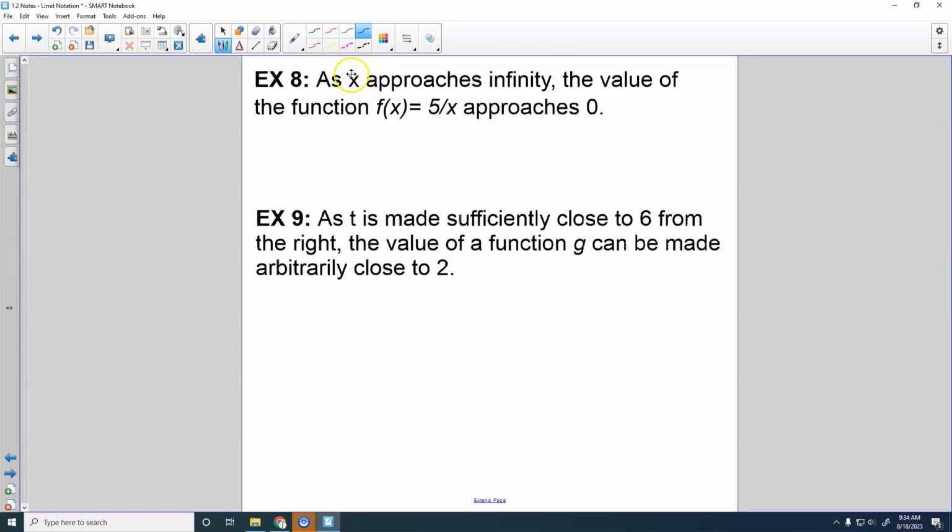Okay, so as x approaches infinity, the value of the function f of x, which equals 5 over x, approaches 0. So this one also doesn't say limit, but it talks about the value of the function, which is your y value, is going to be approaching 0. So this is the limit as x approaches infinity of, you could do f of x, let's do 5 over x, just so you guys see. It doesn't matter. F of x, 5 over x, either one. It approaches 0. So this one also has an answer. That equals 0.